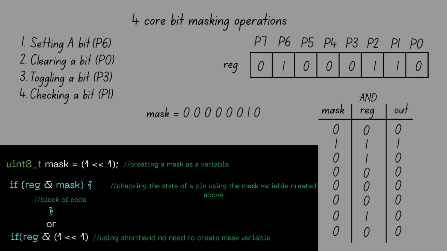This allows us to read the state of a specific pin or hardware flag without affecting the rest of the register. These 4 operations form the foundation of safe register manipulations in embedded system programming. By using bit masking, we can control individual pins and hardware features without accidentally changing the configuration of other bits in the same register.